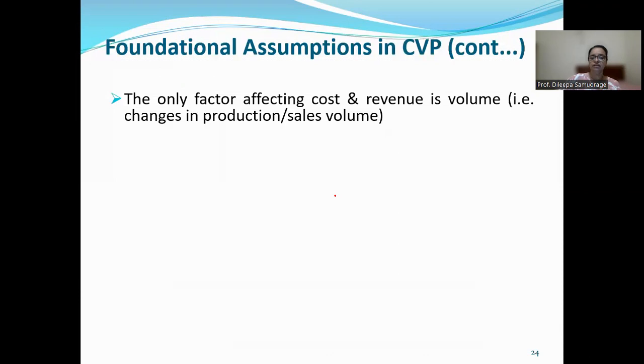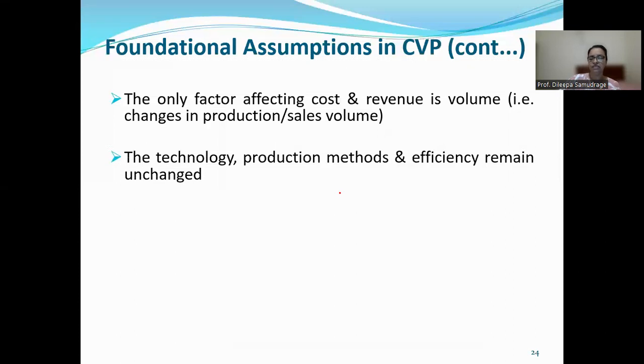Then the next one, the only factor affecting cost and revenue is volume, right? So you don't consider technological changes or production methods changes. You always assume those are fixed. Technology does not change. Production methods, no change. Efficiency remains unchanged, right? But in practical situations, we can't expect these things, right? So that is another issue.